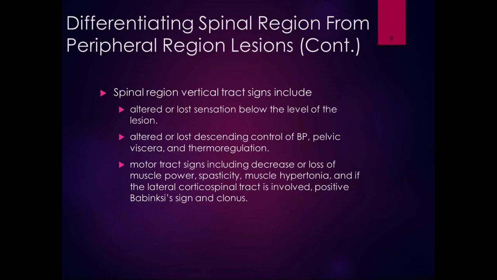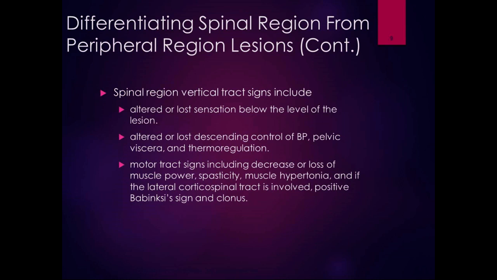The vertical tract signs, on the other hand, include altered or lost sensation below the level of the lesion, so not just in one myotome or dermatome. Altered or lost descending control of blood pressure, pelvic viscera, and thermoregulation. So those are those autonomic parts of it. And so that is a big sign of vertical tract lesion.